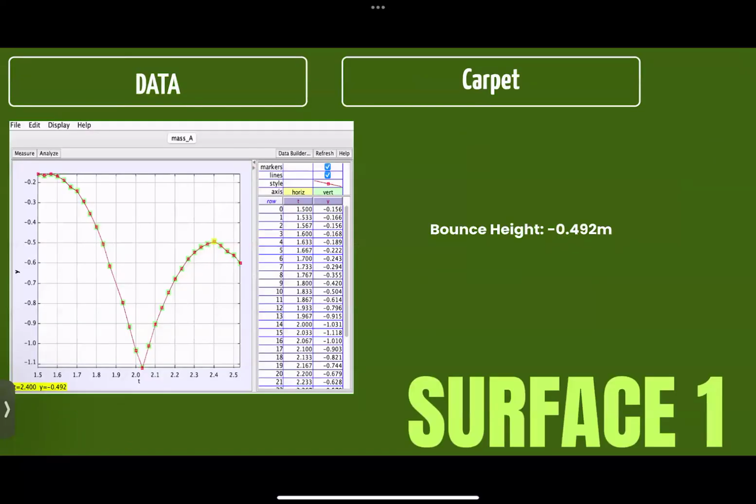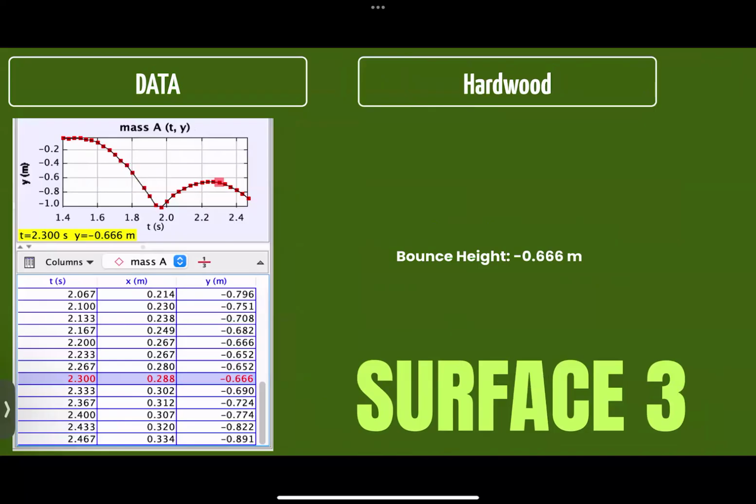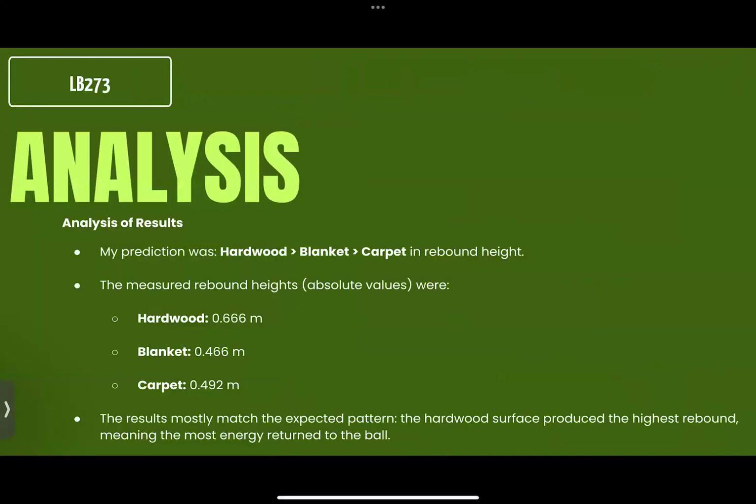So here's the data. For carpet, I found that the peak rebound height was 0.492 meters. For hardwood and blanket, it was 0.466 meters. And for just hardwood, it was 0.666 meters. So hardwood gave the highest bounce, blanket the lowest, and then carpet was slightly above blanket.